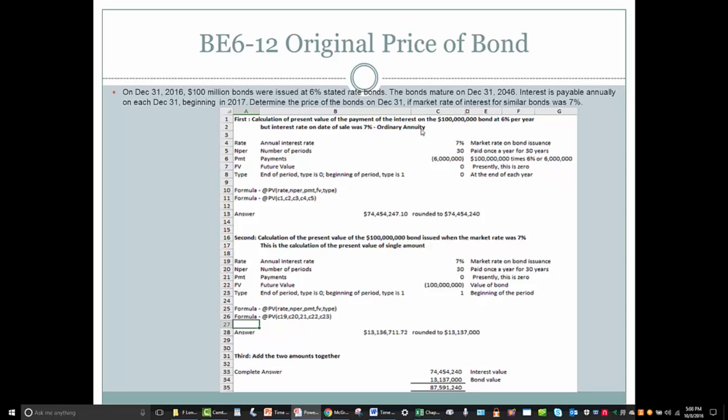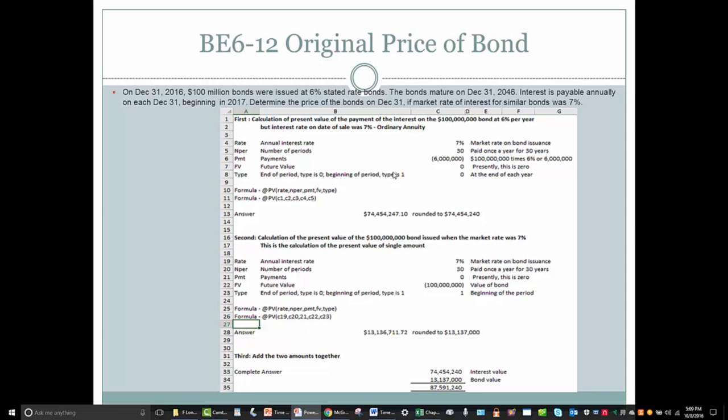We're talking about an ordinary annuity because this is going to be a stream of payments over time. So the annual interest rate that was available at the time that the bonds were issued, and would have influenced the present value of this future stream of money, was 7%. The number of periods is 30 years, so our payments are going to be $6 million per year, which is $100 million times 6%.